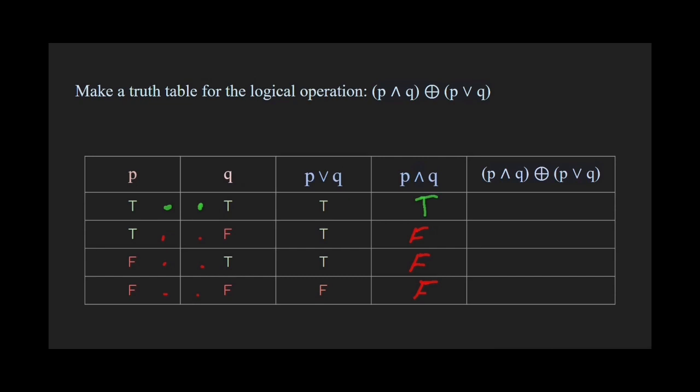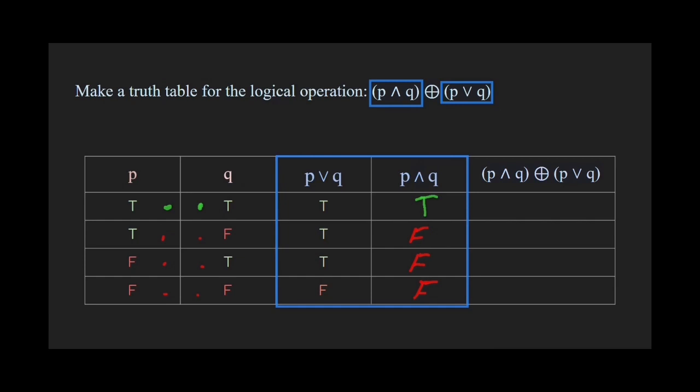Now, we have the two parts of our actual logical operation. So now we only have to focus on these two columns. Those are the only truth values we care about now.